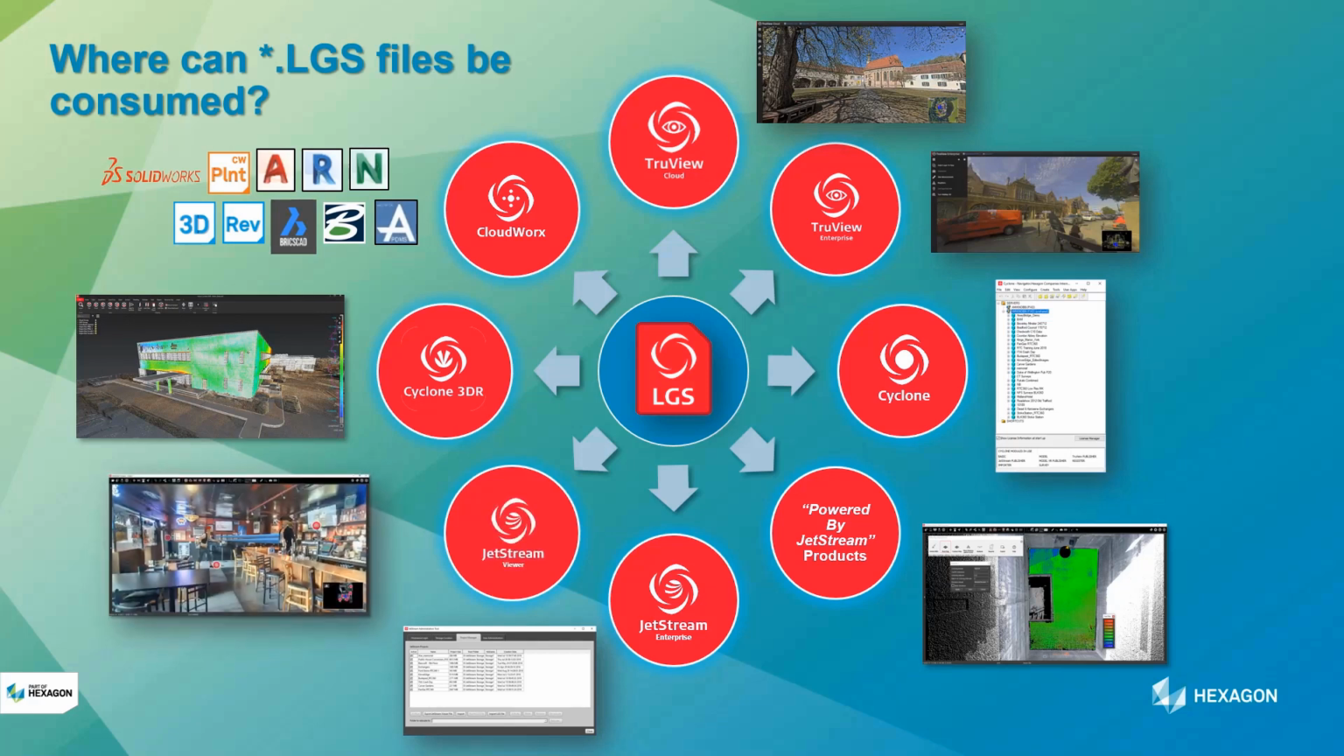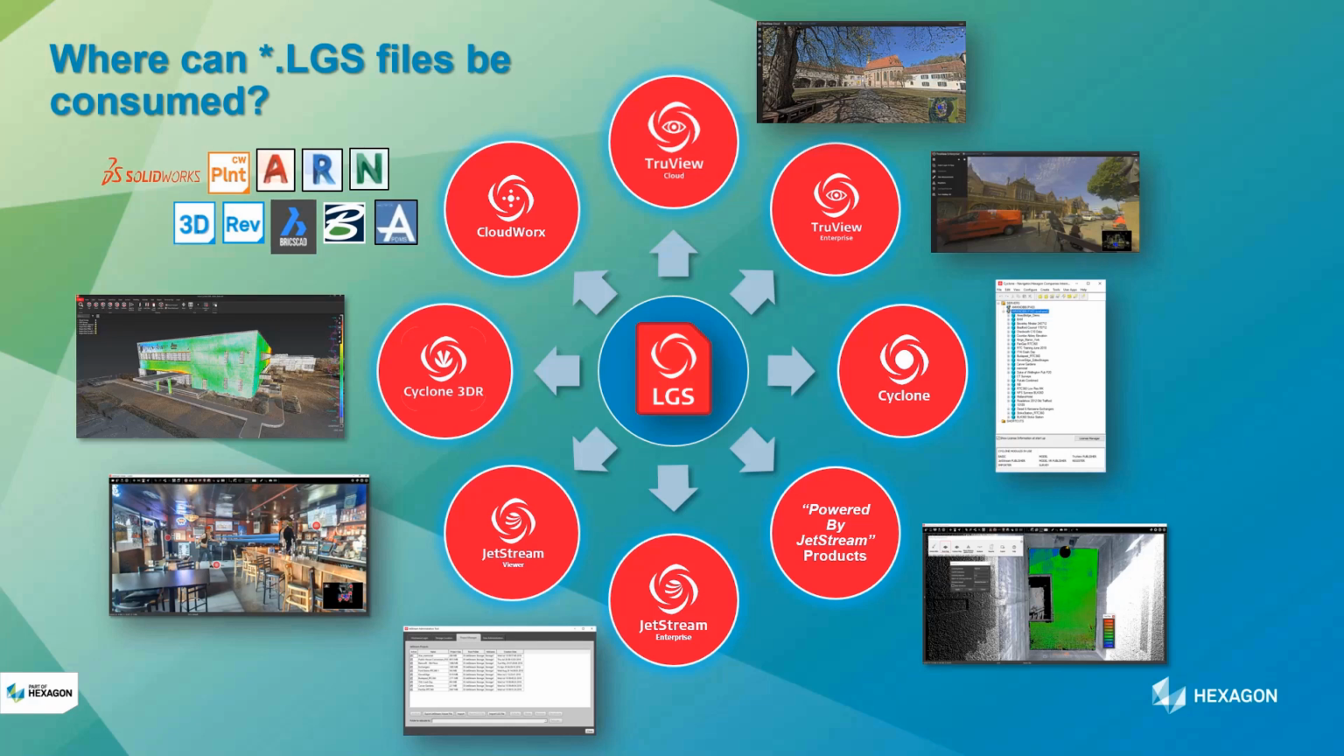And you can see JetStream Viewer flashing away there, but you can see this LGS file, this seamless small compact file, which can then be shared to all these different locations. We can publish it up to TrueView or Cloud or Enterprise. We can re-import an LGS file back into Cyclone. These powered by JetStream products that I talk about, they will consume LGS.